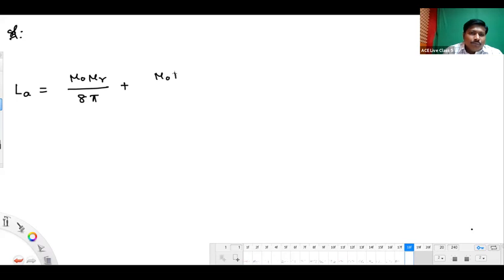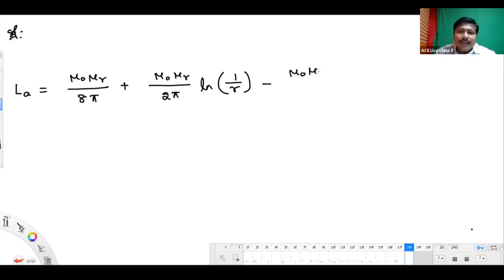Plus mu naught into mu r by 2 pi, ln of d by r. Ln of d by r dash will not come, 0.7788 r will not come. Why? Because already we have taken the internal separately. So you get ln of d by r. That ln of d by r I am writing as ln of 1 by r, one term, and the next term is minus mu naught into mu r by 2 pi ln of 1 by d. Is that okay for you?